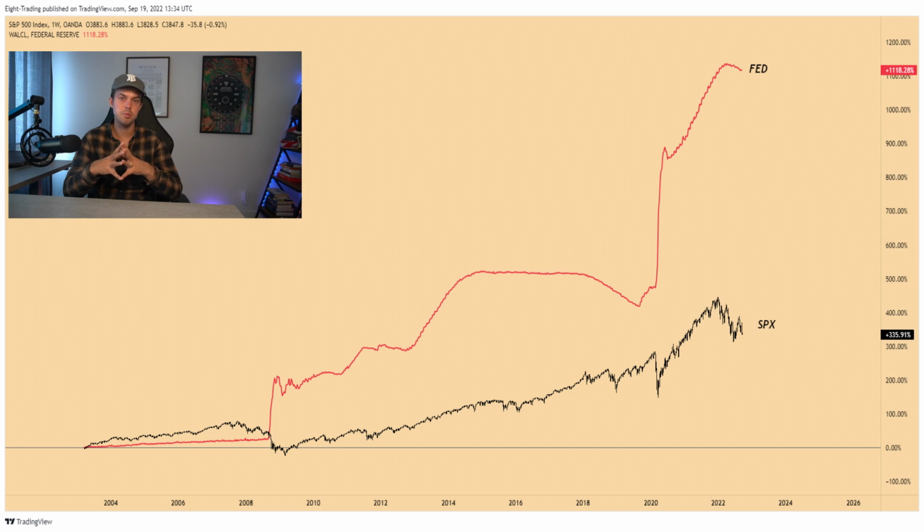If we then zoom out further, this is the picture of the SPX, an underperformance of 770% against the Fed balance sheet. Investing in the SPX since 2004, due to the currency devaluation, has caused its investors to lose money.